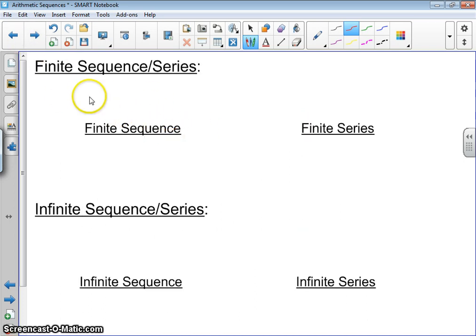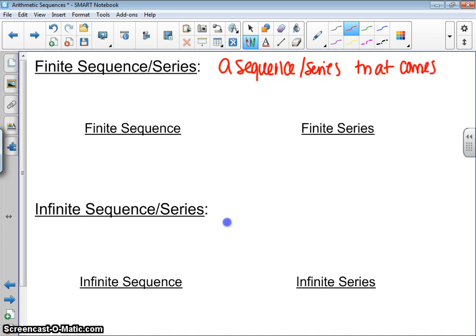Alright, and so there are two types of sequences and series. There are finite and infinite sequences and series. A finite sequence or a series is one that comes to an end.